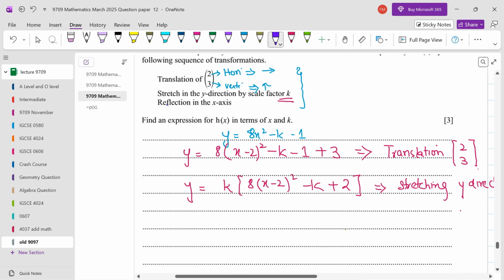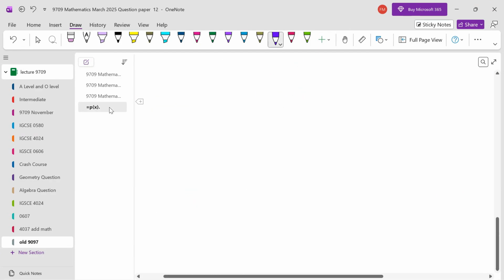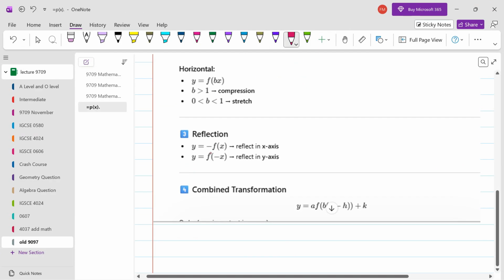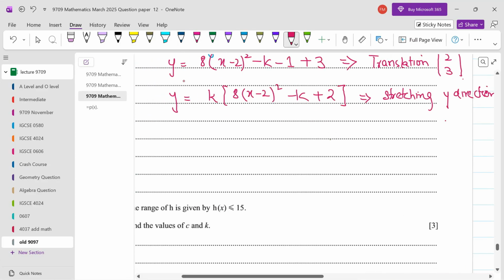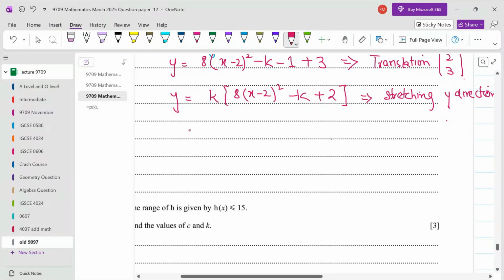Now after that there is a reflection in the x direction. For reflection we just need to multiply f of x by negative 1 to show the reflection in the x direction, so we multiply this curve equation by negative 1. So y is equal to negative k times 8 times (x minus 2) whole square minus k plus 2.